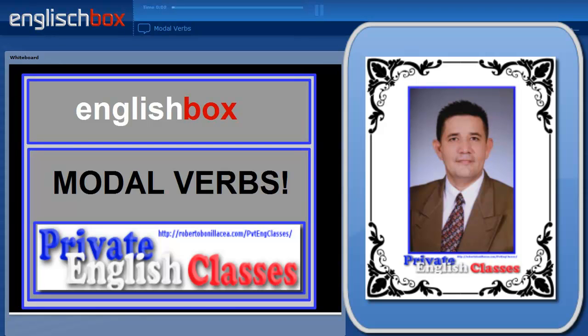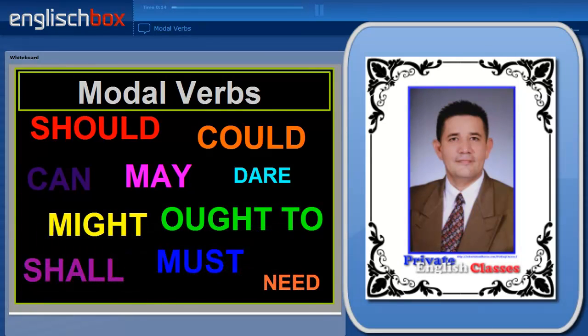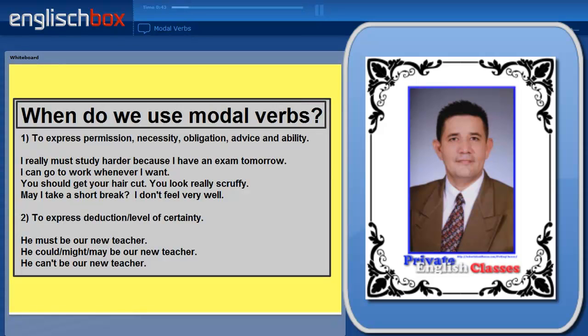Today we are going to talk about modal verbs. On the whiteboard in front of you, we have some examples of modal verbs. We have should, can, may, could, might, ought to, shall, must, dare, and need. Some of these examples are better than others. For example, need and dare can also be used as main verbs, whereas could, can, may, and might, for example, can only be used as modal verbs.